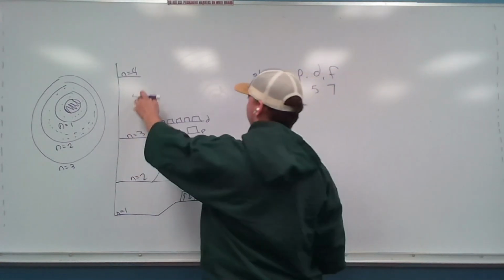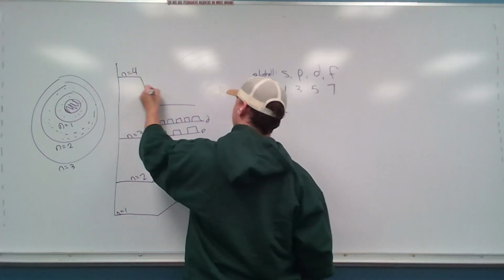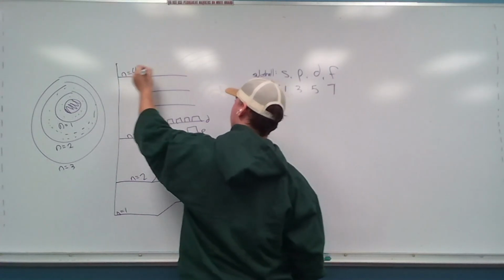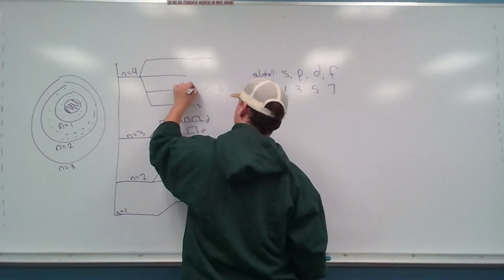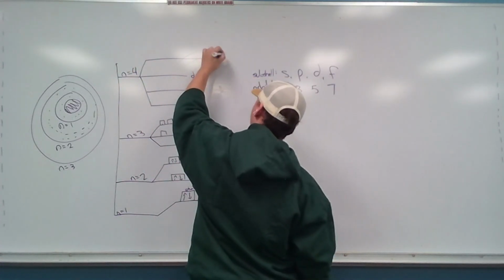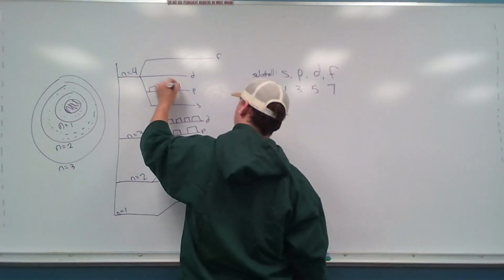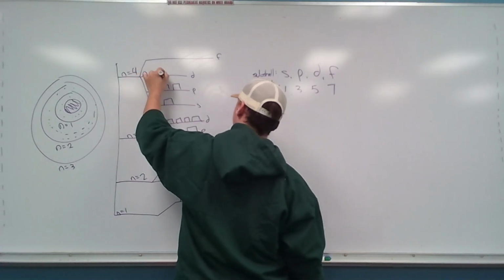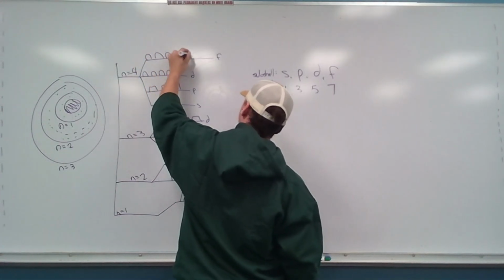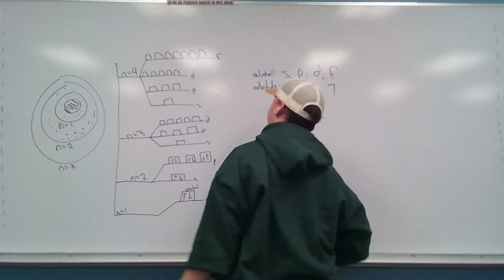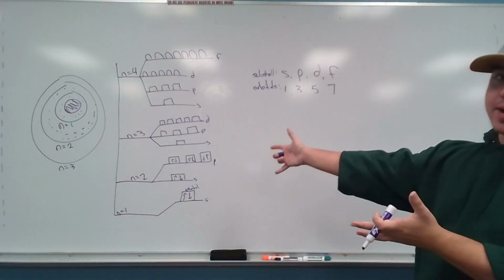And for shell 4, I'm just going to draw it so you can see it. That needs to be really long. So S, P, D, F. 1, 2, 3. 1, 2, 3, 4, 5. 1, 2, 3, 4, 5, 6, 7. Cool. Anyways, that's what the structure of an atom is.